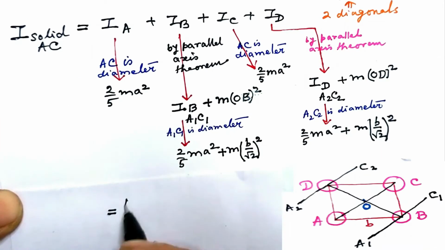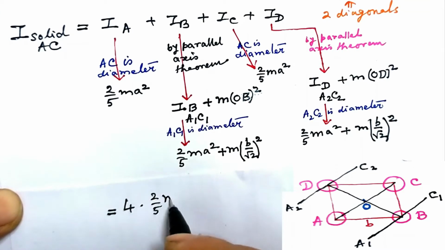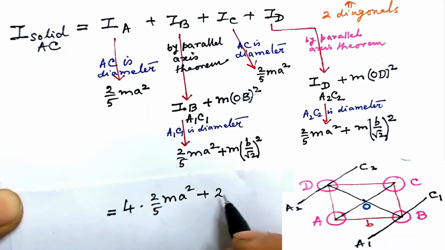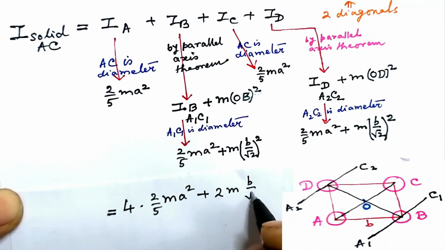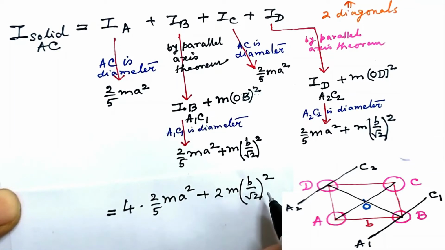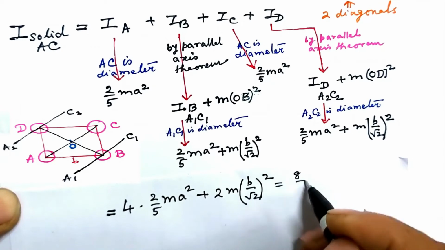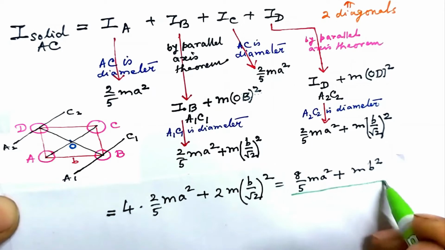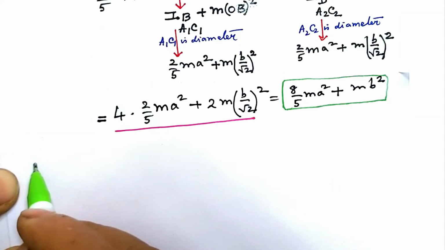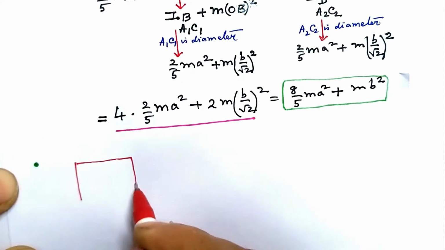This results in 4 times 2 by 5 MA square plus 2 times M into B by square root 2 whole square. So the answer is 2 times 2 by 5 MA square plus 2 times M into B by square root 2 whole square.